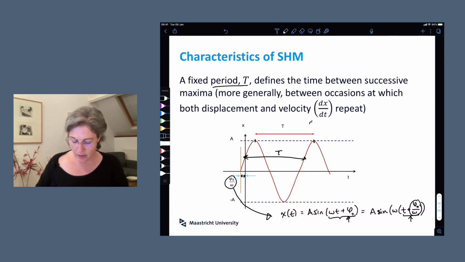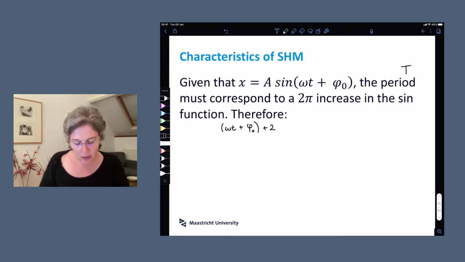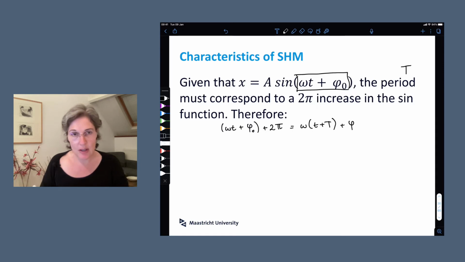We can actually use that idea a little bit more. Now we know that the period, our time T, must correspond to a 2 pi increase in the sine function. So we can use this to work out our period T in terms of the angular frequency. We've got omega t plus phi 0, and we know that if we add 2 pi to that, then it must be the same as if we took omega times little t plus our period. So here we're shifting our function by a full period, a full T. We're only really thinking about what's happening inside the sine, in this phase. And we know that these two things must give us the same answer.